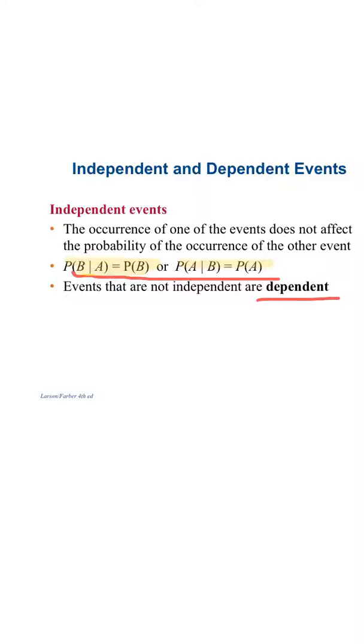Okay, so you want the probability of B given A equal to the probability of B, or the probability of A given B equal to the probability of A. If those two things are not equal to each other, then you can consider the events dependent.